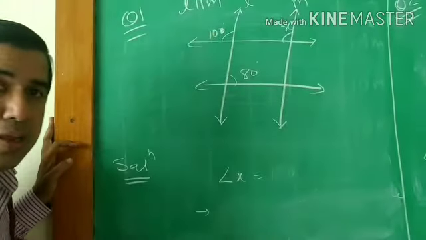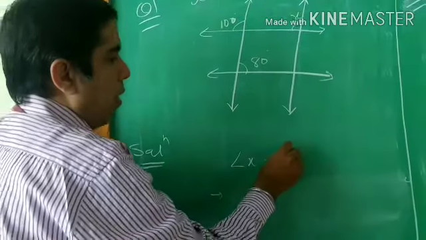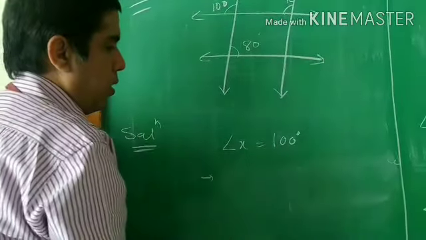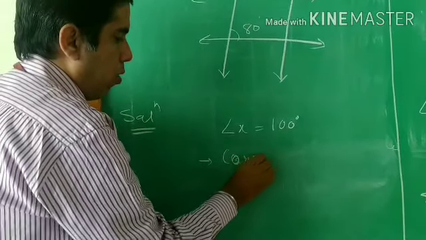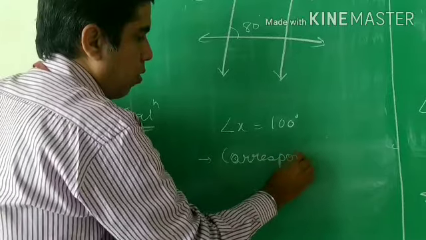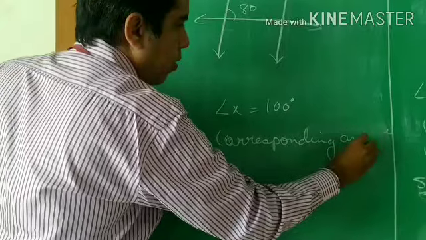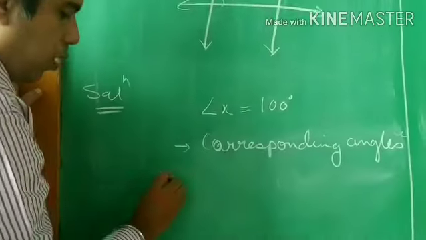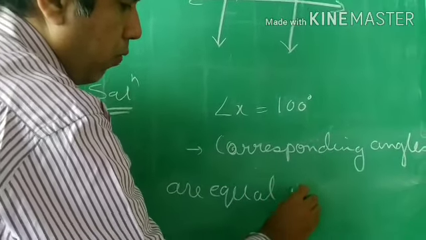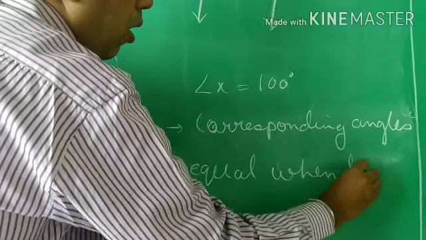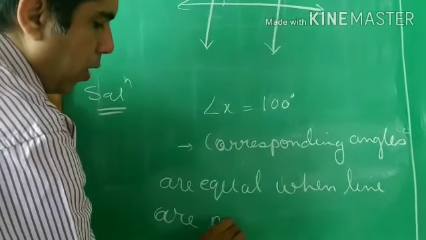But now you have to write the reasoning, it is compulsory. So I will write here angle x equal to 100 degree. So you have to write the reason: corresponding angles are equal when lines are parallel.